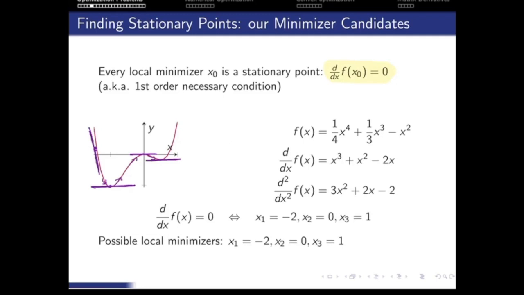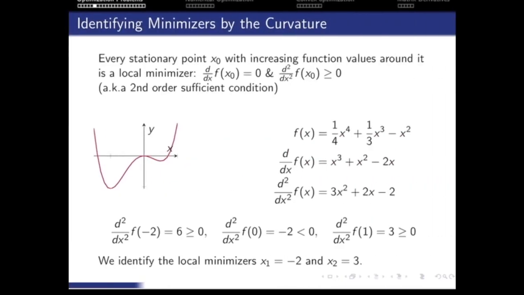But if we have a local minimum, then it has to be also a stationary point. Now let's look at this example here. So we have here defined a function f, and then we calculate the gradient and the second derivative, and then we put the gradient equal to 0, and then we get here our set of candidate minimizers. So these are here all the stationary points. Now the question is, which of these candidate minimizers are actually local minimizers?